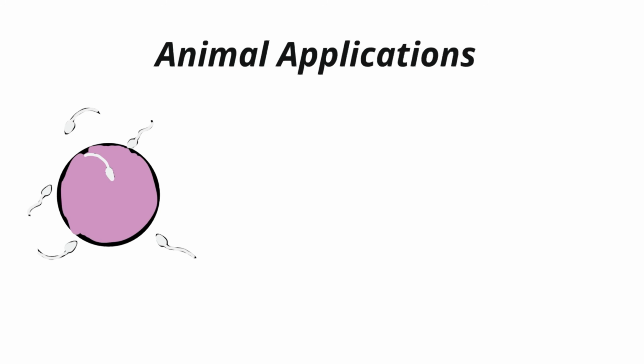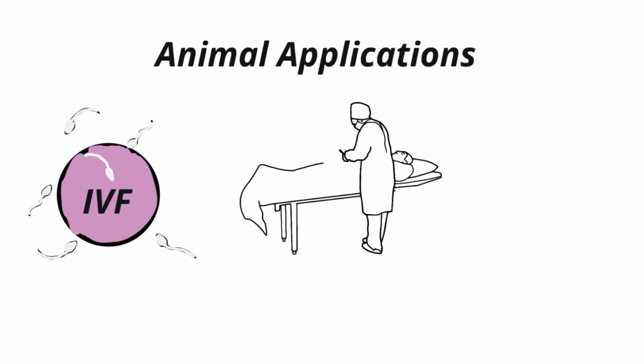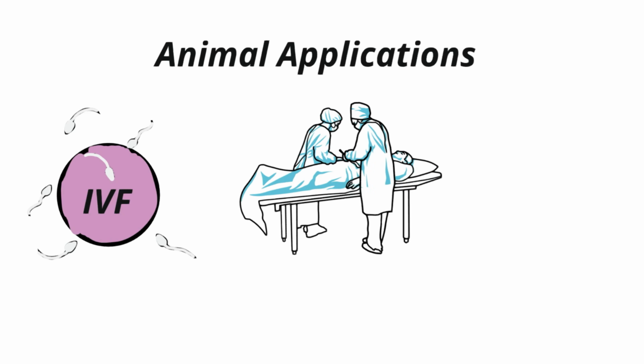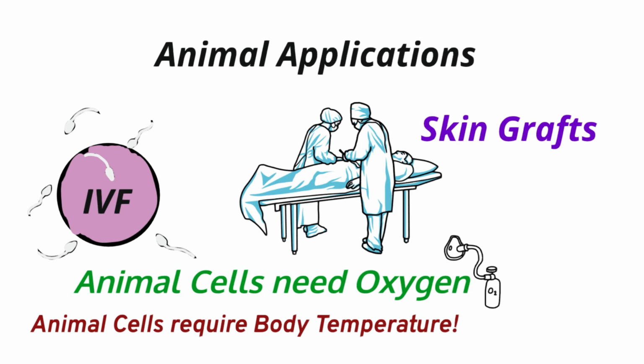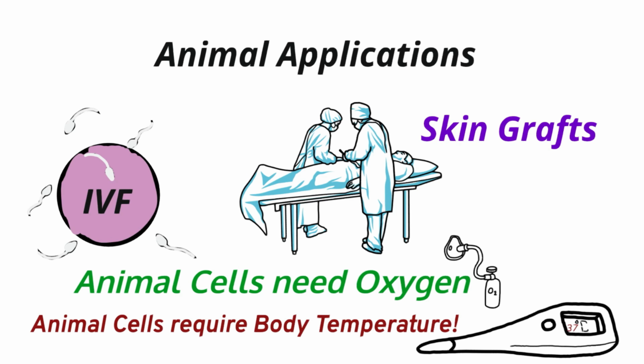You could give IVF, in vitro fertilization, or you could state the production of skin for skin grafts for those patients who are burns victims or those patients who have leg ulcers. So in growing animal cells, they require oxygen and they also require a temperature of 37 degrees Celsius, body temperature.